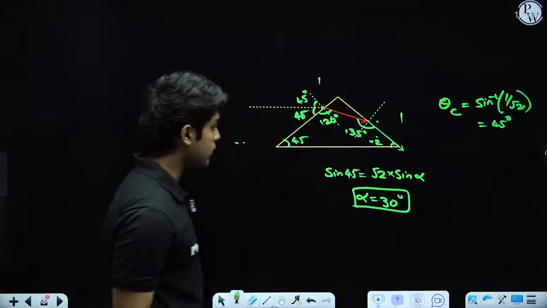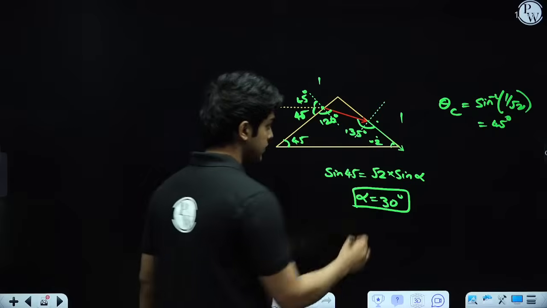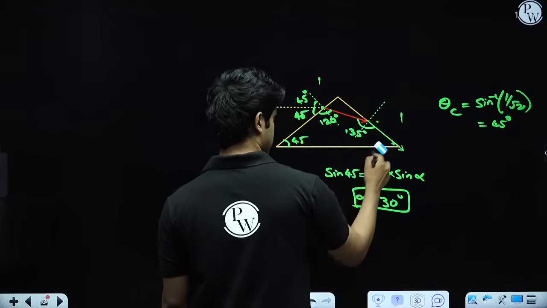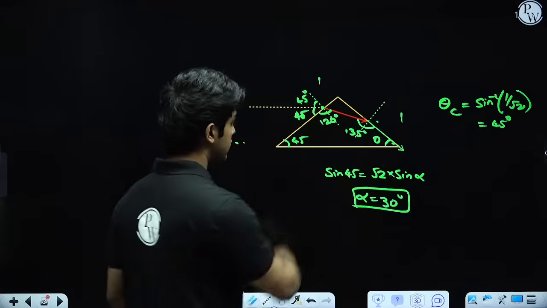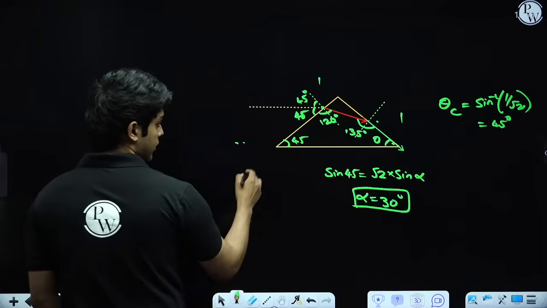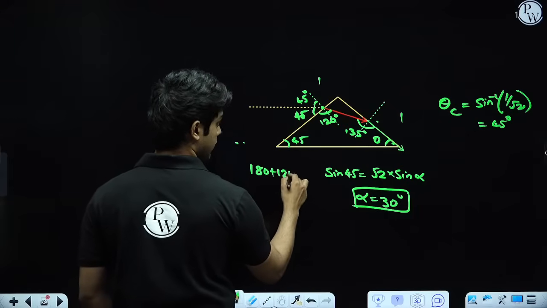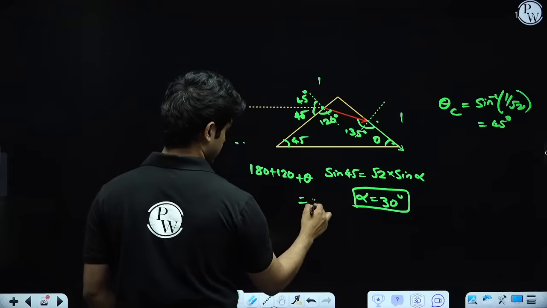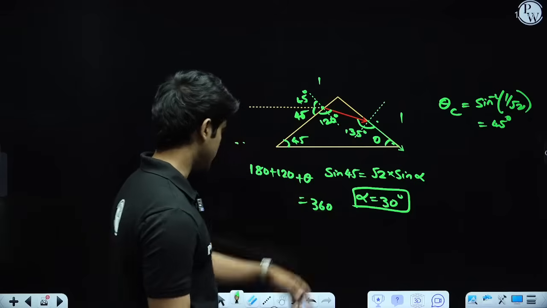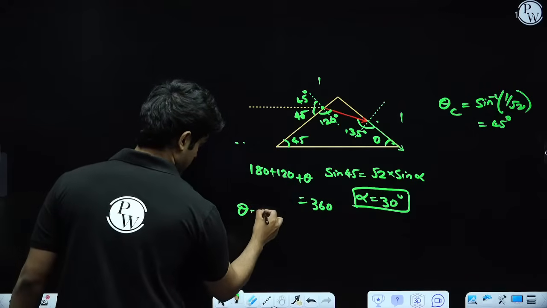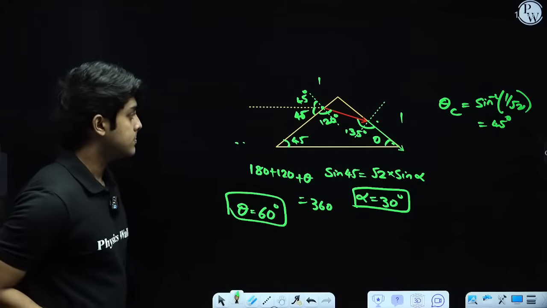Now it's just a quadrilateral. So 45, 120, 135 and this angle theta. The summation of all four angles of a quadrilateral is 360 degrees. So 45 plus 135 is 180, 180 plus 120 plus theta should be 360. So this is 300, so theta is 60.